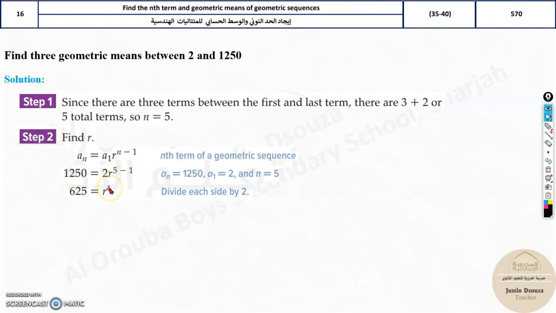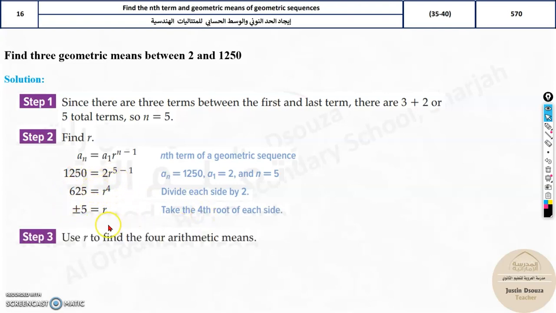5 minus 4 is... 5 minus 1 is 4, and fourth power of radical, fourth root, on both the sides will give you r. Over here it will be plus or minus, because this is an even power. So that means now there is a problem. Not a problem, there is plus or minus r. Why? Because this power was even.